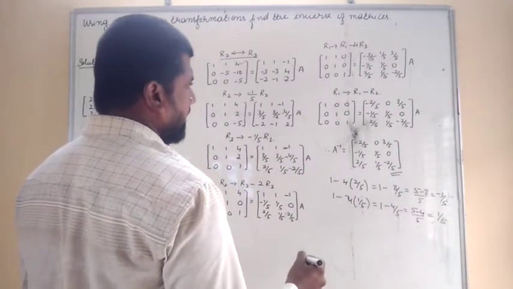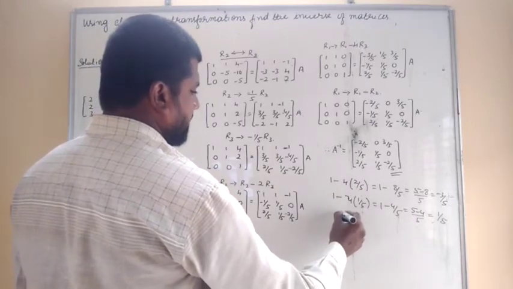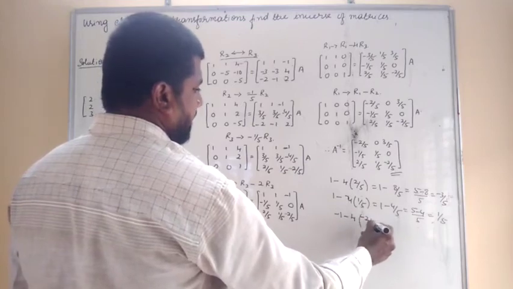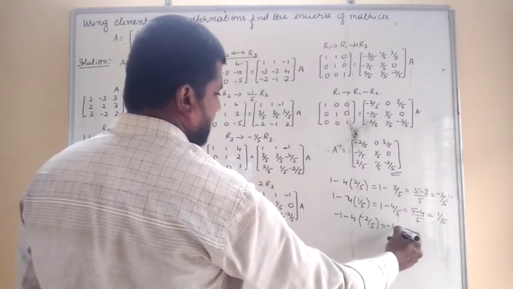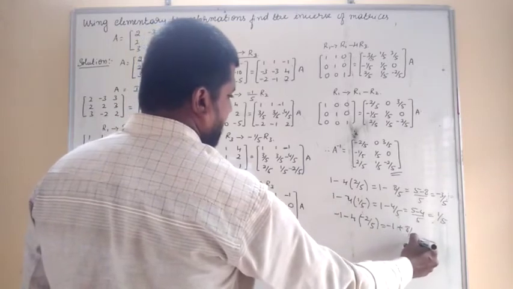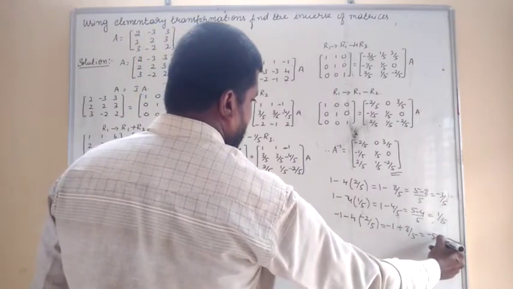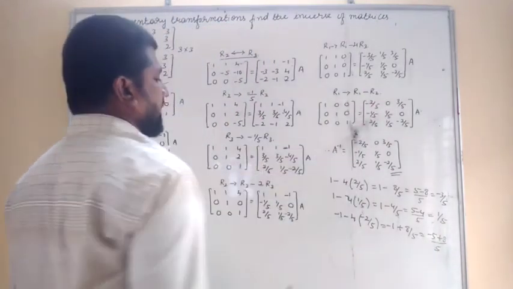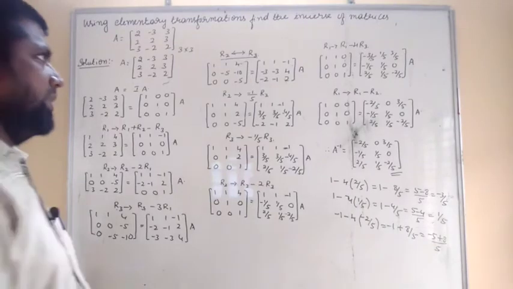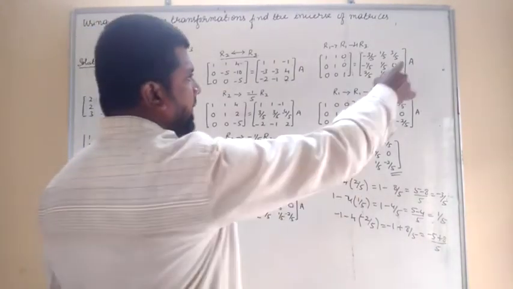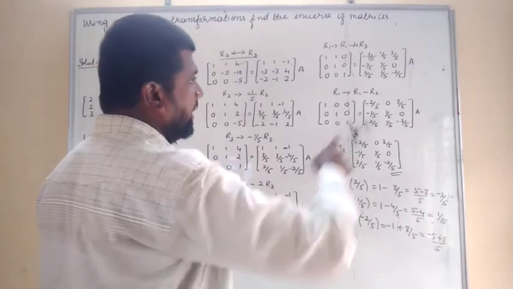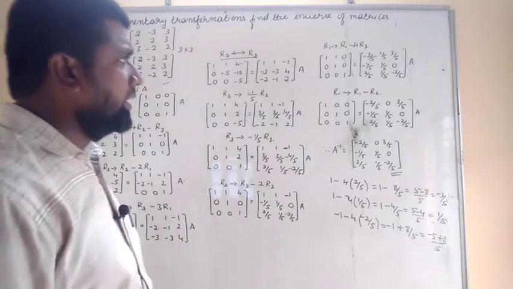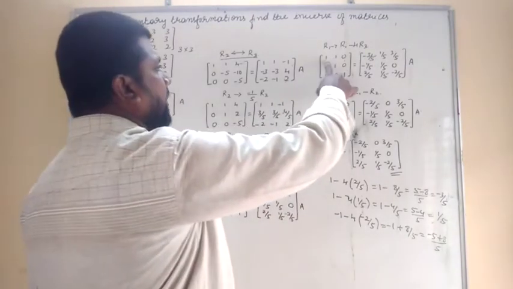Then the third element of the first row is minus 1 minus 4 of minus 2 by 5, which means minus 1 plus 8 by 5, since minus into minus is plus. If you take LCM, minus 5 plus 8 by 5, you get 3 by 5. So write the same second row as minus 1 by 5, 1 by 5, 0. And the third row is 2 by 5, 1 by 5 and minus 2 by 5. So you got the first row here as 1 1 0.